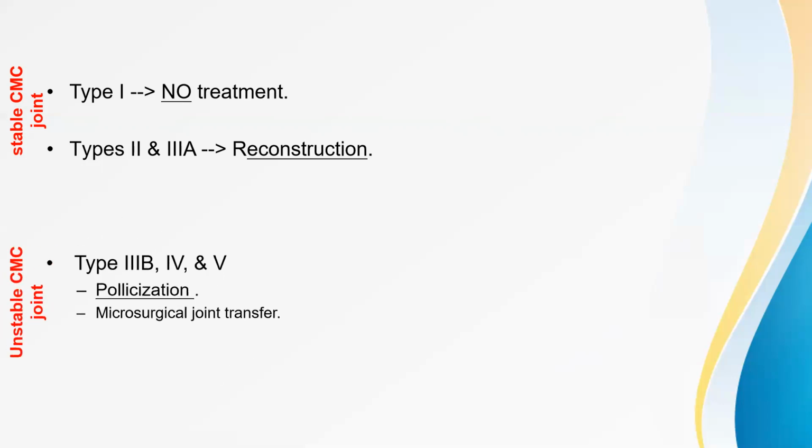When we have unstable CMC joints in types 3B, 4, and 5, we usually go for pollicization or the microsurgical joint transfer. However, pollicization has proven good results with good follow-up times, contrary to the microsurgical joint transfer, which has the added complexity of the procedure and doesn't really add to the pollicization gain.